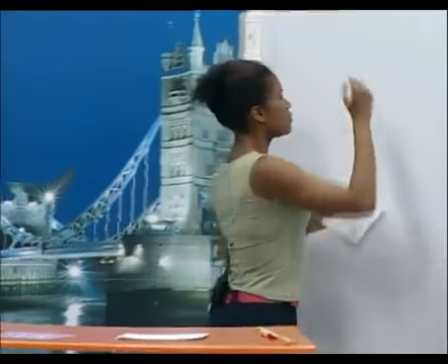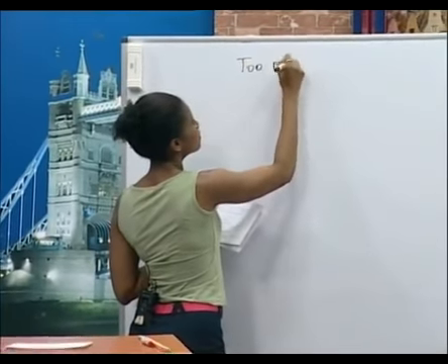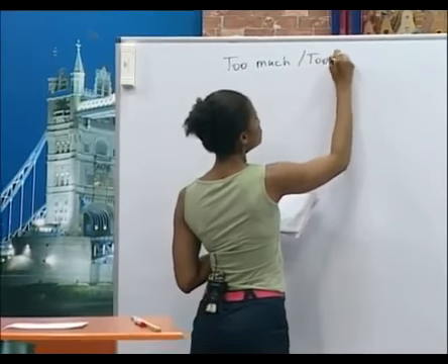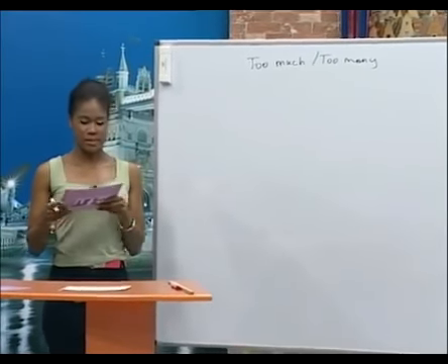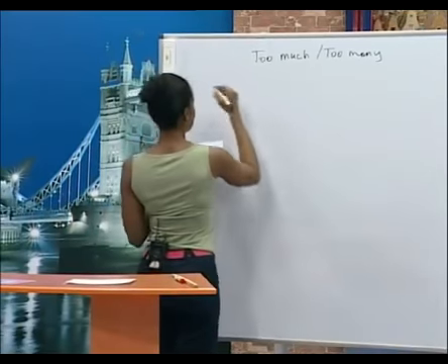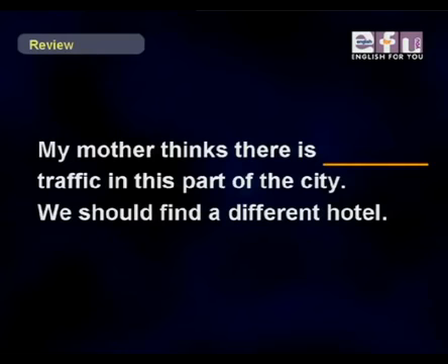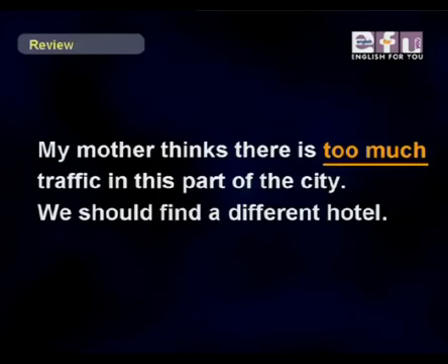Let's put too much, remember these, or too many, in front of the nouns in the following sentences. Okay, Sylvia, you can go first. My mother thinks there is traffic in this part of the city. We should find a different hotel. My mother thinks there is too much traffic in this part of the city. Good.